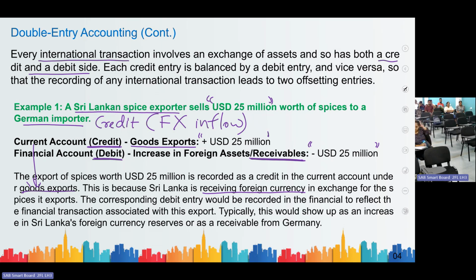Typically, this would show up as an increase in Sri Lanka's foreign currency reserves. Because of this income received by Sri Lanka from exporting, Sri Lanka receives foreign exchange, and it is added to foreign currency reserves, as a receivable from the German importer. That is why the financial account is debit.